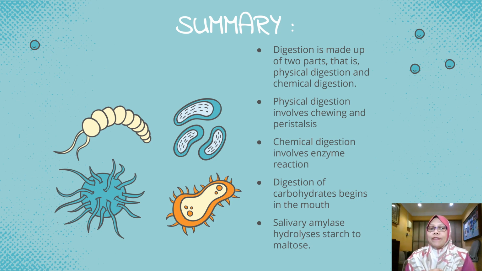Let us summarize what we have learned today. First, digestion is made up of two parts, which is physical digestion and chemical digestion. Second, physical digestion involves chewing and peristalsis. Third, chemical digestion involves enzyme reaction. Fourth, digestion of carbohydrates begins in the mouth. And the last, fifth, salivary amylase hydrolyzes starch to maltose.